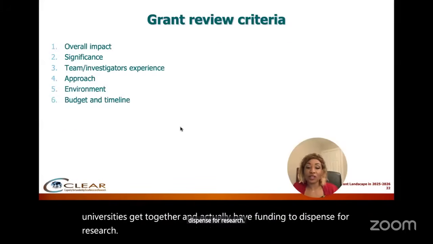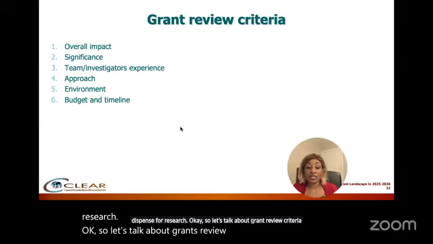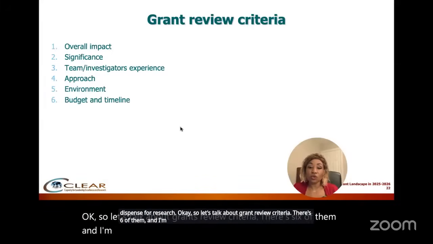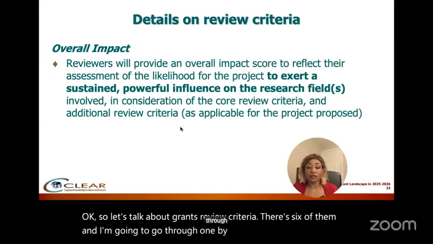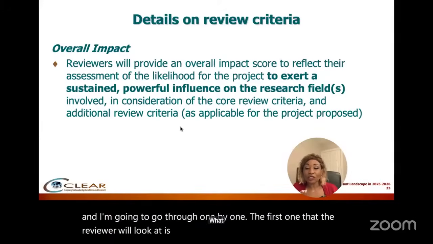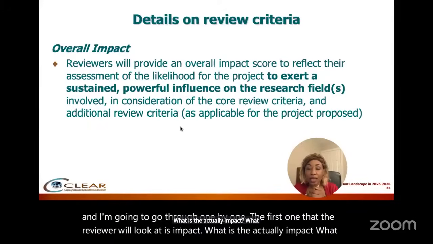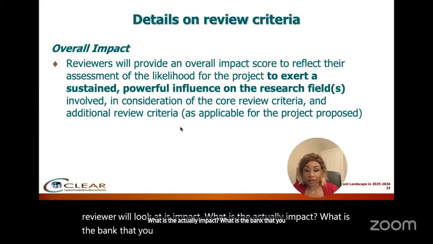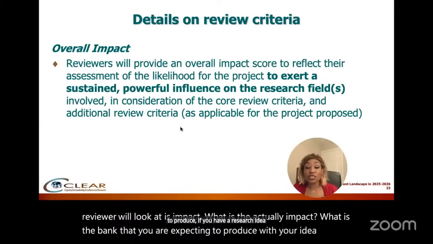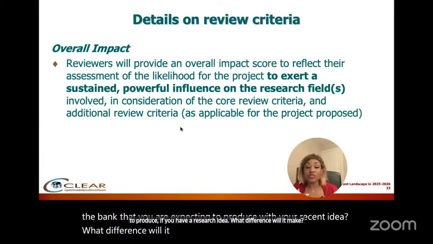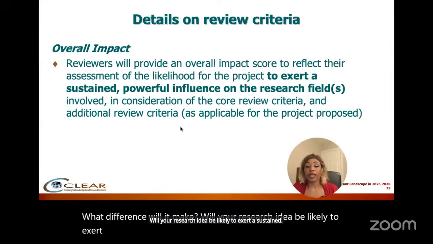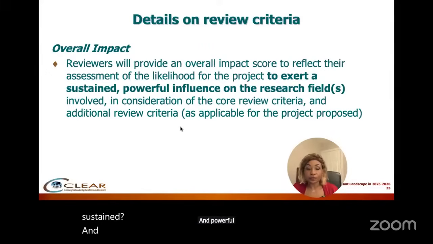Okay, so let's talk about grant review criteria. There's 6 of them, and I'm going to go through one by one. The first one that the reviewer will look at is impact. What is the actual impact? What is the bang that you are expecting to produce with your research idea? What difference will it make? Will your research idea be likely to exert a sustained and powerful influence on your research field?